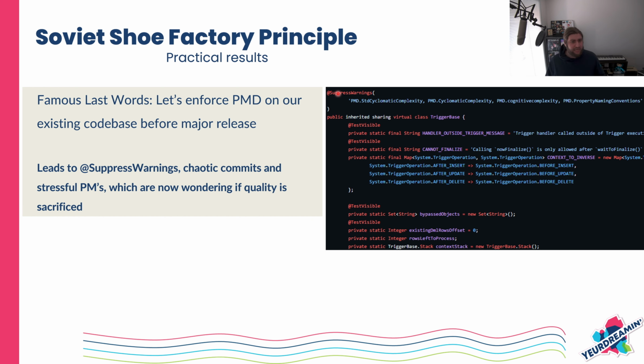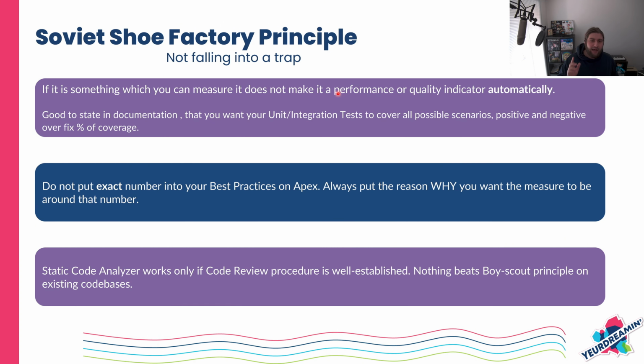Customer might be feeling the same: well, you were telling us that PMD is the way to go, a way to measure our code quality, and now you're disabling it, meaning that you are not providing performant and qualitative code to us, which is not a great thing. Therefore, practical advice. How to not fall into the Soviet shoe factory principle. If something can be measured, it doesn't mean that it absolutely necessarily has to be measured.